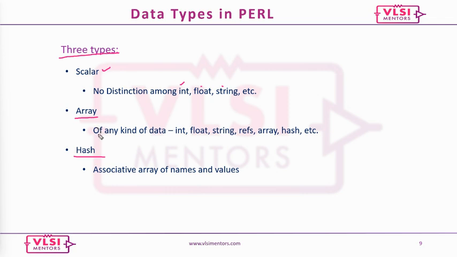Now an array can hold any kind of data. It could be an integer, float, string, reference, array, hash, etc. The main thing here is that there could be more than one element, whereas in a scalar there would be only one value. In an array you may have one or more elements. And in a hash you may have keys and values. That is the main thing. Ideally speaking, hash is something at an advanced level.